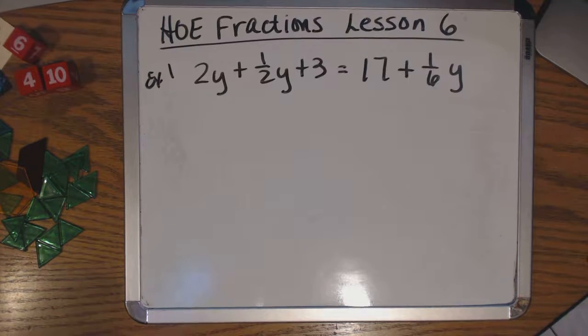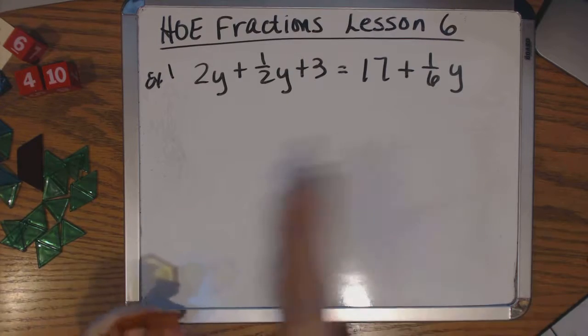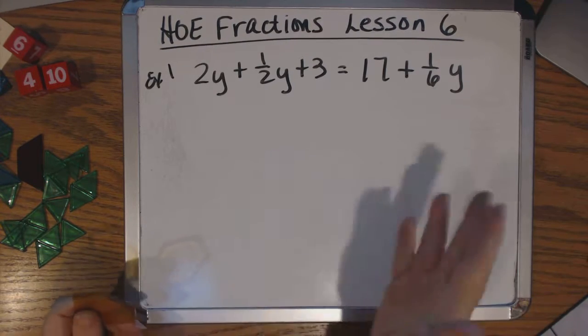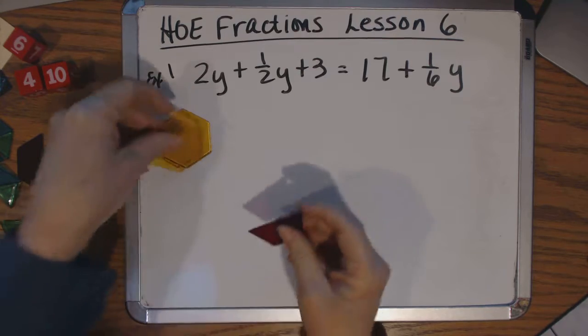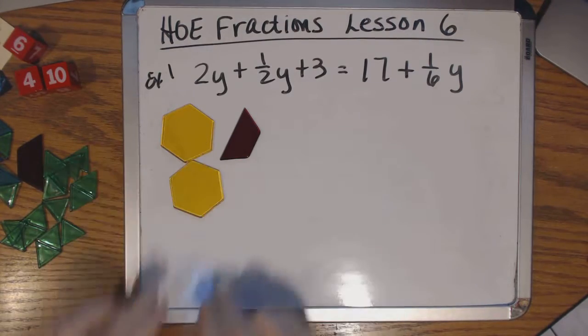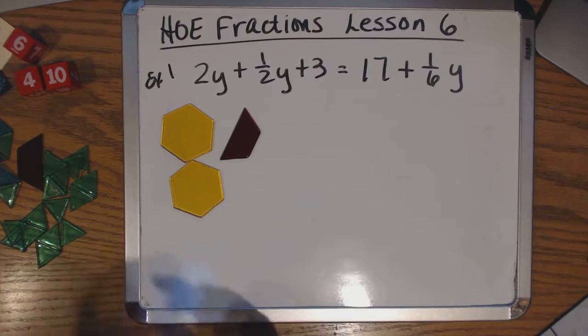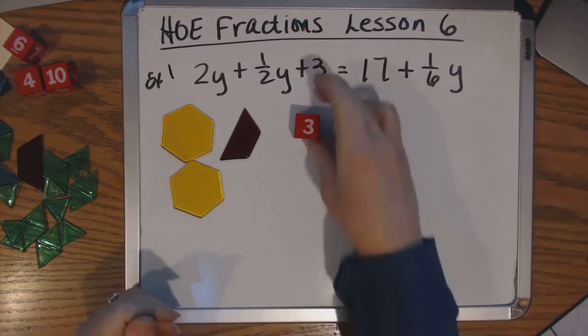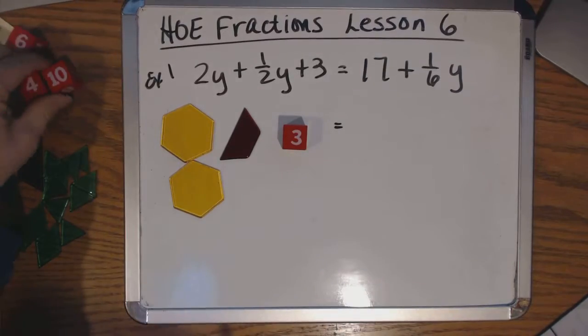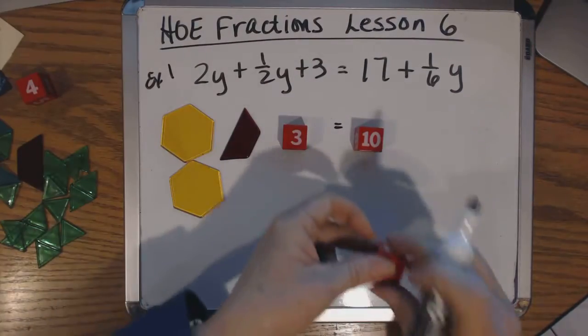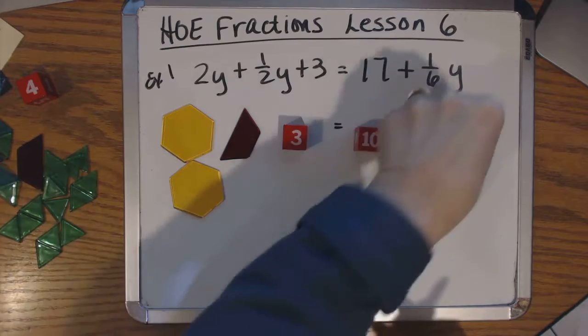Okay, we're on to lesson 6 today. All right, so I have a lot going on. We're just adding a little bit more each time. I guess I'm just going to put out what I have: 2 halves, plus half of a y, plus 3 is going to equal 17, plus 1/6 of y.